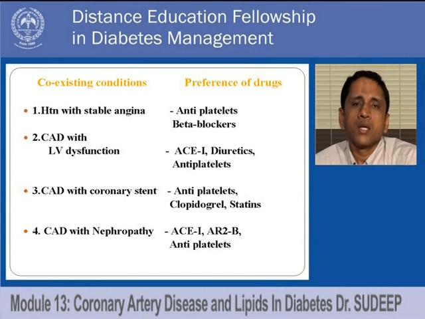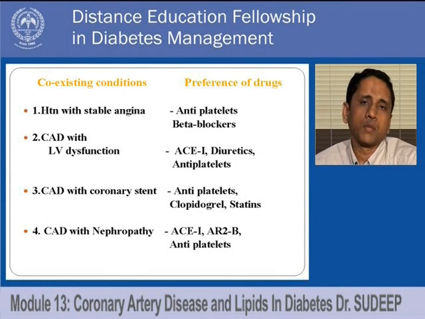So, taking all into consideration, in those patients who have diabetes and a high risk atherogenic profile, baseline disease has to be considered when we give a combination of drug therapies. A few examples are given here. One is the patient having hypertension with stable angina: in addition to drugs to control diabetes, antiplatelet drugs and beta blockers would be the primary drugs to be given.